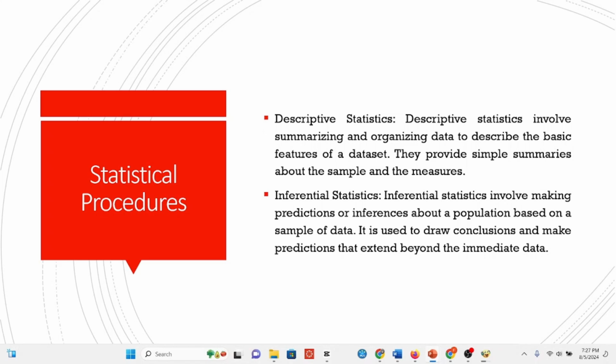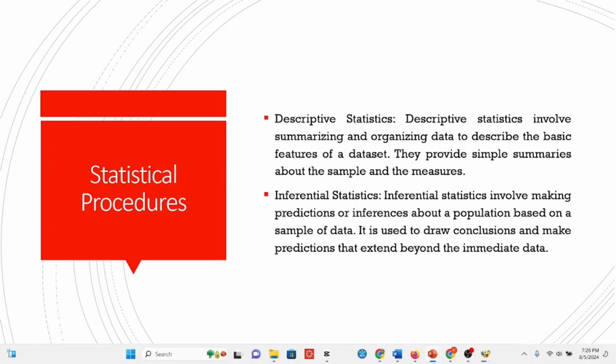Key techniques in inferential statistics include hypothesis testing and confidence intervals. Hypothesis testing is used to assess the validity of a claim or assumption about a population parameter, such as the mean or proportion. This process involves formulating a null hypothesis, a statement of no effect or difference, and an alternative hypothesis, a statement indicating an effect or difference, then using statistical tests to determine whether there is enough evidence to reject the null hypothesis. Confidence intervals, on the other hand, provide a range of values within which a population parameter is likely to fall, offering a measure of uncertainty associated with the estimate.